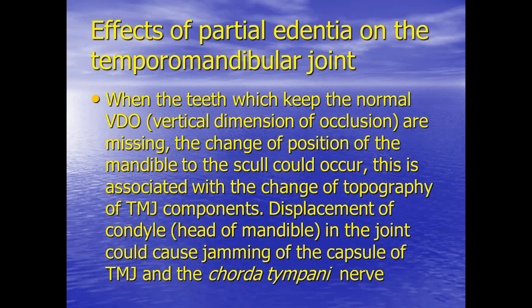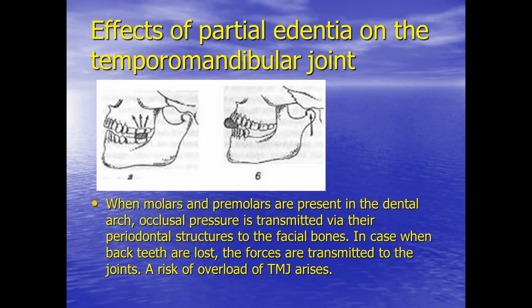Okay. Then, when the teeth which keep the normal vertical dimension of occlusion (VDO) are missing, we are likely to see the change of position of the mandible to the skull, because the front teeth, let me show it in this picture, don't have a possibility to give a stable position of the mandible against the maxilla. All the front teeth, like incisors, don't have cusps coming in cusp to cusp contact, and they work like a sliding plane.